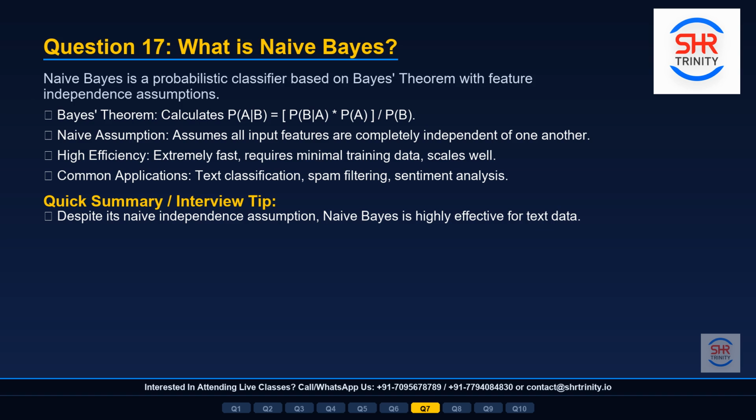Despite this oversimplification, naive Bayes is highly efficient. It requires very little training data to estimate parameters, computes predictions extremely quickly, and performs exceptionally well on high-dimensional text-related tasks. This makes it a standard baseline for spam filtering, document categorization, and sentiment analysis. Question 18. What is Ensemble Learning?